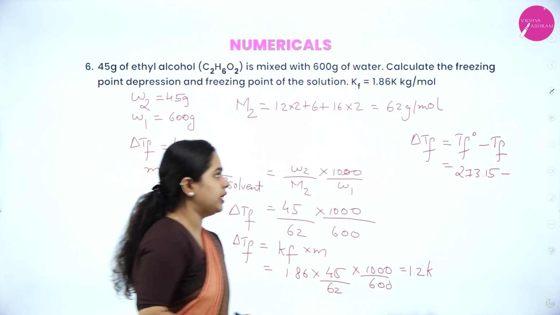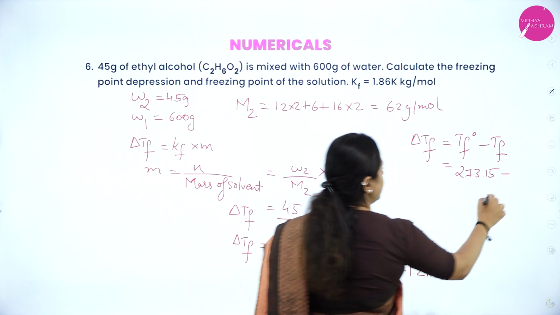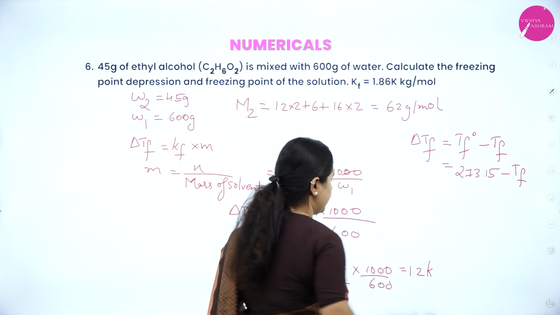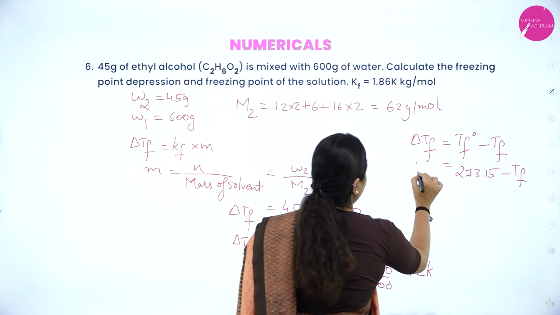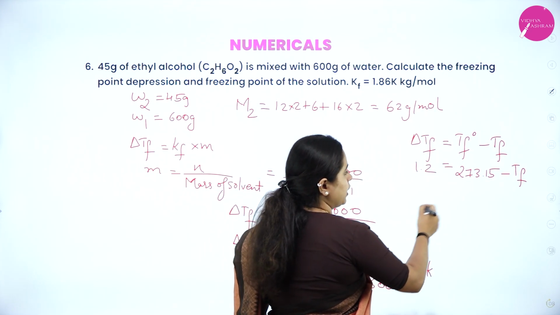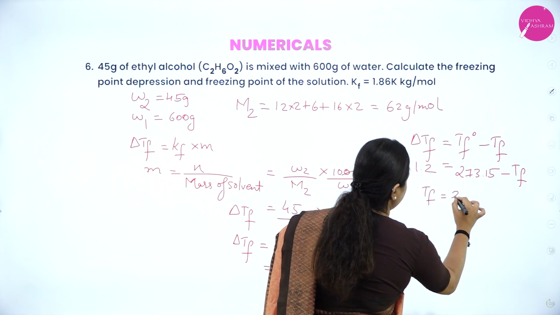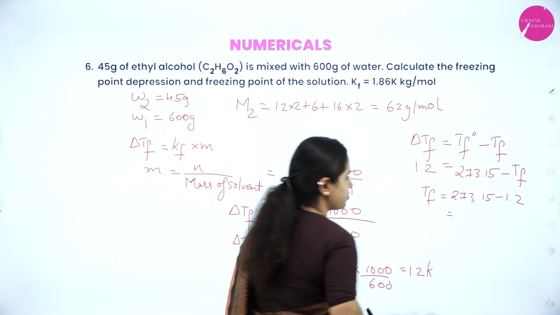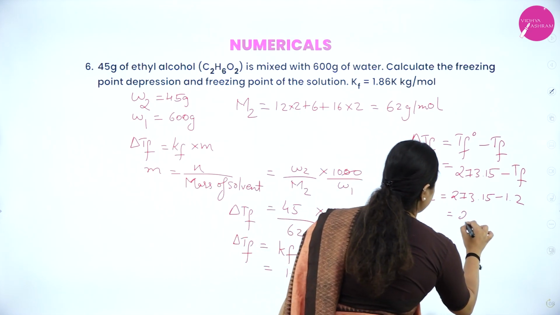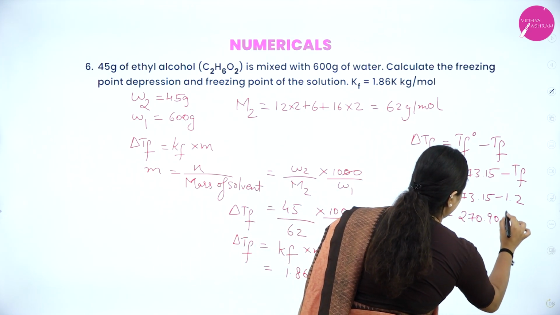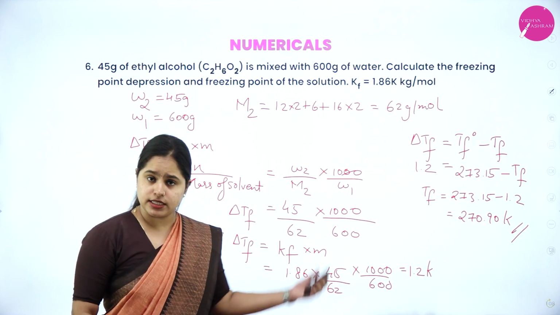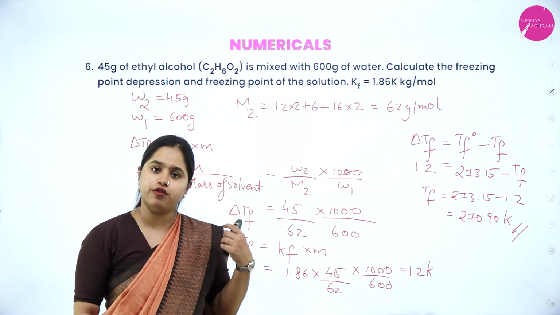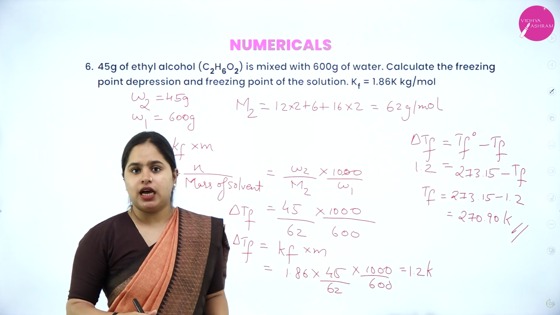Now, Tf naught minus Tf gives you delta Tf, which we calculated here as 1.2. So how can I get Tf from here? Tf will be equal to 273.15 minus 1.2. So my answer is 270.90 Kelvin. That is the Tf value, the freezing point of the solution. Yes, I hope it is clear.